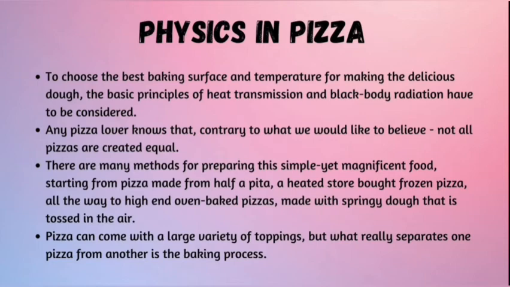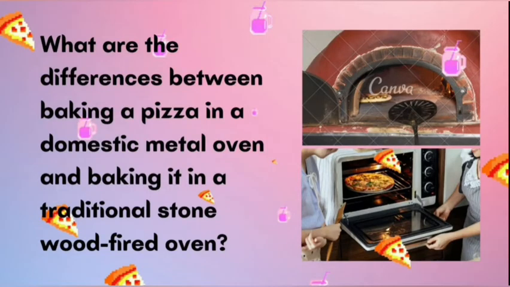Even though we bake it in the same oven, with the same dough, there will be some difference, and that difference is due to baking. What are the differences between baking a pizza in a domestic metal oven and baking it in a traditional stone wood-fired oven? As I said earlier, traditionally they use a wood-fired oven and nowadays they are using a metal oven, and there are some differences in this also, and we are going to talk about that and the physics involved.